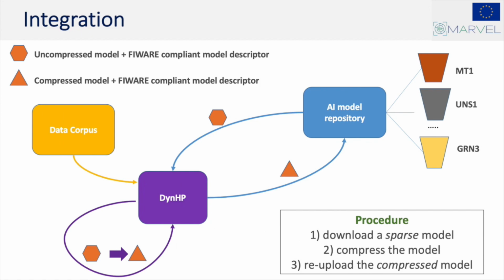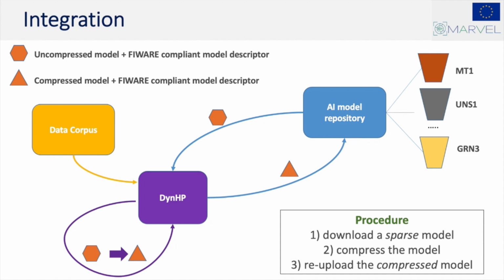The DynHP component is part of the AI training workflow in the Marvel architecture. As with any other AI component, it interacts with the data corpus and the AI model repository, which is a storage based on MinIO collecting all the AI models produced in Marvel. Each model in the AI model repository is accompanied by a model descriptor based on the FireWire standard, customized with additional fields to meet our needs.